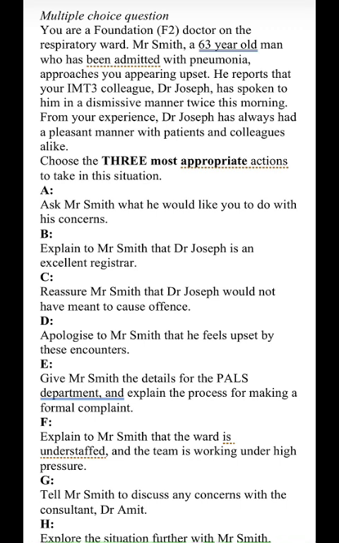A. Ask Mr. Smith what he would like you to do with his concerns. B. Explain to Mr. Smith that Dr. Joseph is an excellent registrar. C. Reassure Mr. Smith that Dr. Joseph would not have meant to cause offense. D. Apologize to Mr. Smith that he feels upset by these encounters. E. Give Mr. Smith the details of the PALS department and explain the process of making a formal complaint.